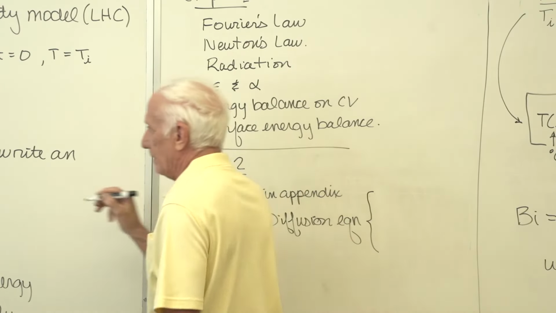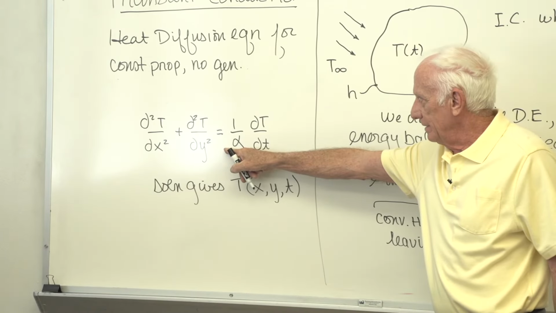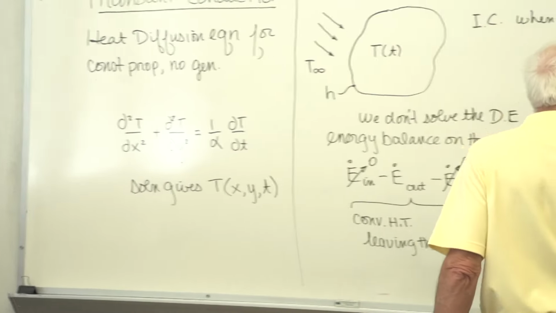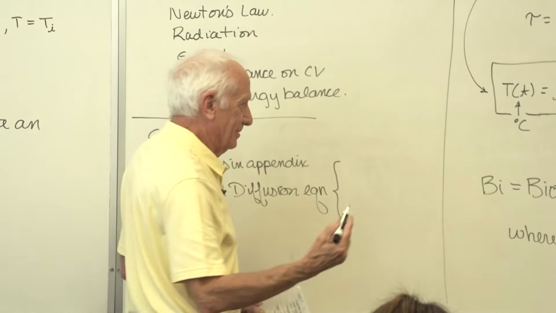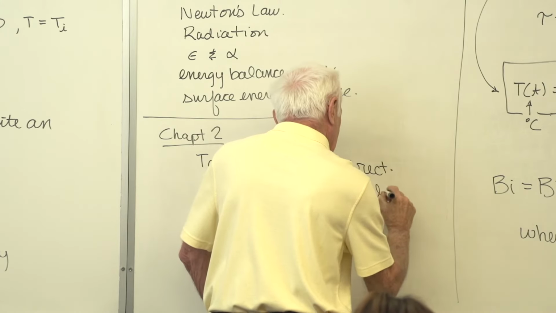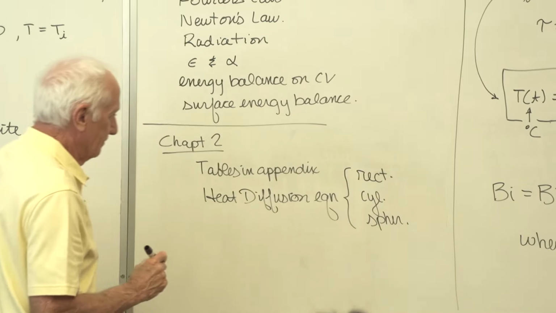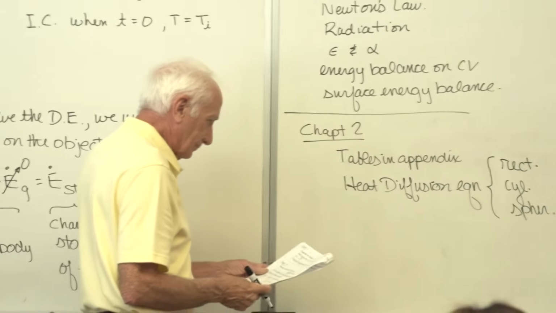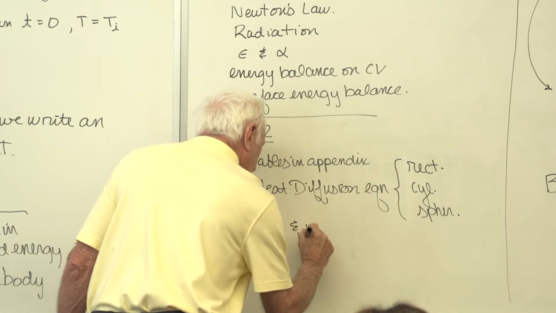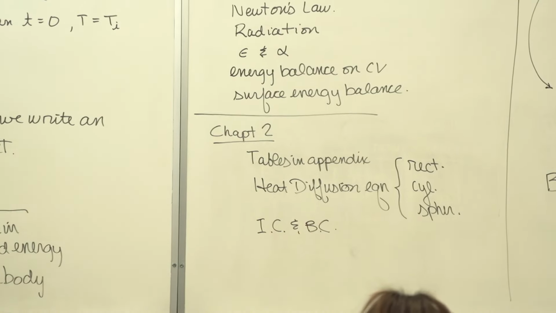Different versions. The rectangular version, okay, there's one of them right there. That's the heat diffusion equation for constant properties, no generation. So obviously that should be on your equation sheets. Rectangular, cylindrical, spherical. 3 equations. Know how to specify initial conditions and boundary conditions to apply to the partial or ordinary differential equation.